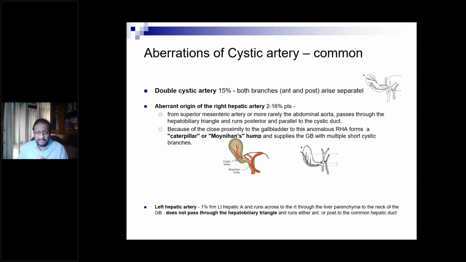Okay? The left hepatic artery origin is where the cystic artery is coming from. So normally it should come from the right hepatic. It may be coming from here also, the left hepatic. I'll show you the figure in one or two slides. So three types that we commonly know.